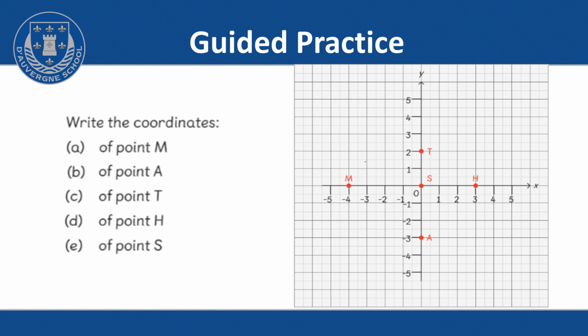Okay, and hopefully for H you wrote down the coordinates of 3, which is showing us where it is on the x-axis, and it's neither up or down, so it's going to be 0 on the y-axis. So the coordinate should be 3, 0. And finally, we're going to find out the coordinates for S. Try and have a quick go now. Well done to those of you who got the coordinates as 0, 0. Excellent, good work.